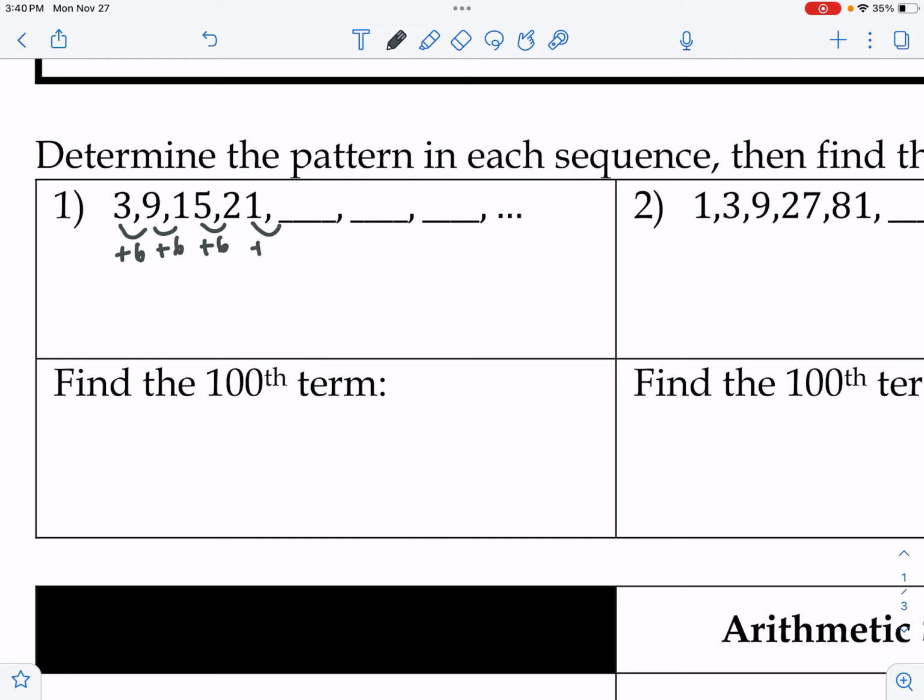Okay, and so we can get to the next term by adding 6, which would take us to 27. Add 6 would take us to 33. Add 6 again, we would get to 39.